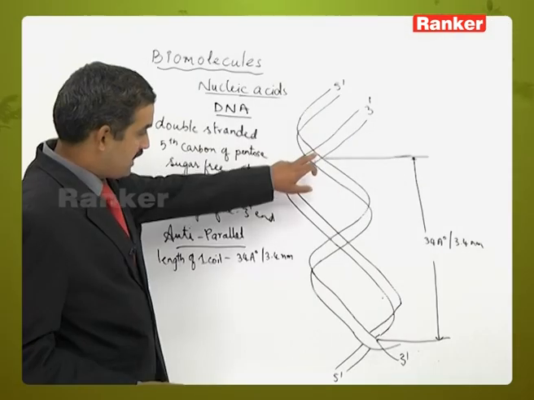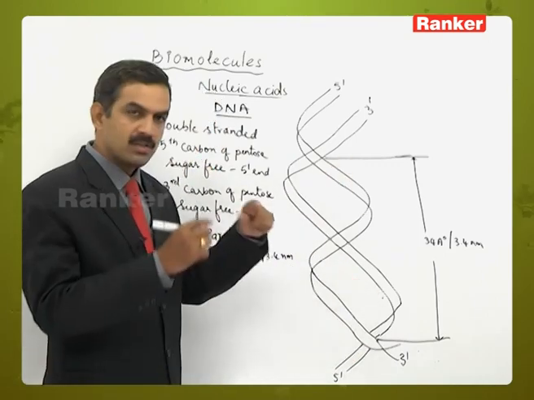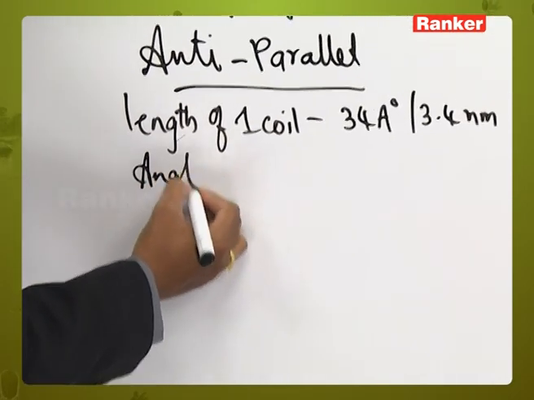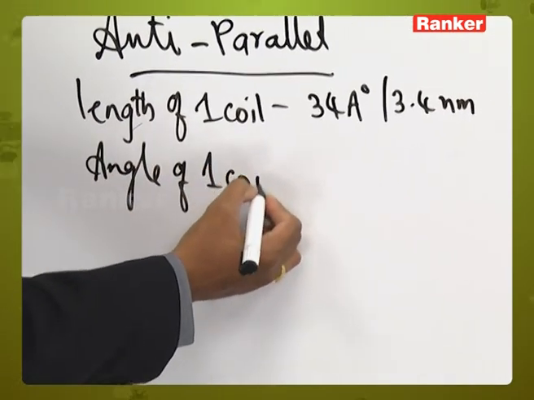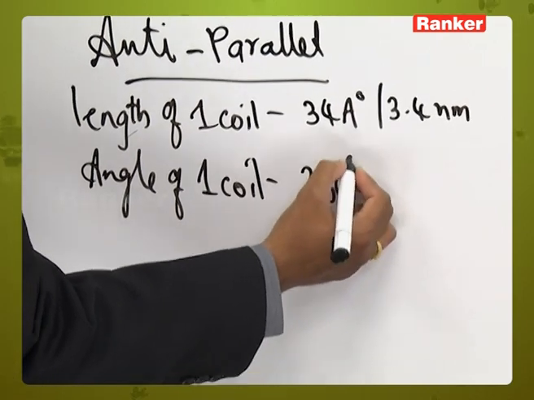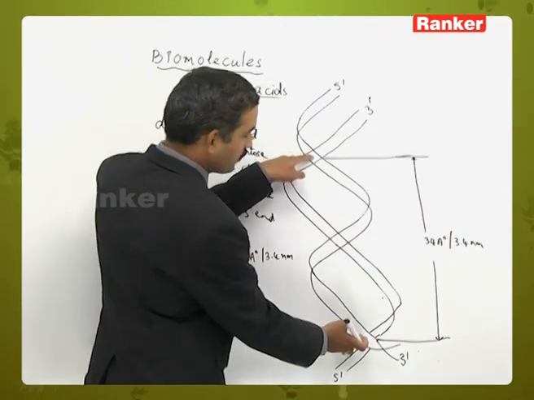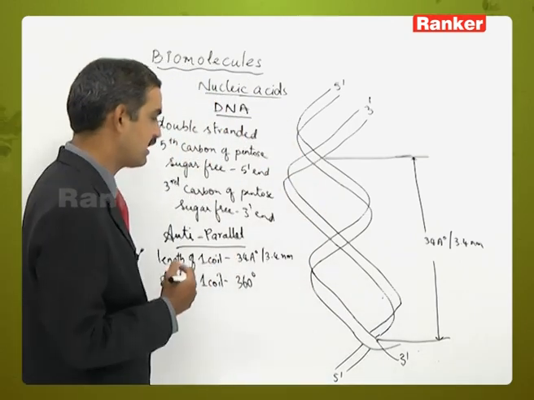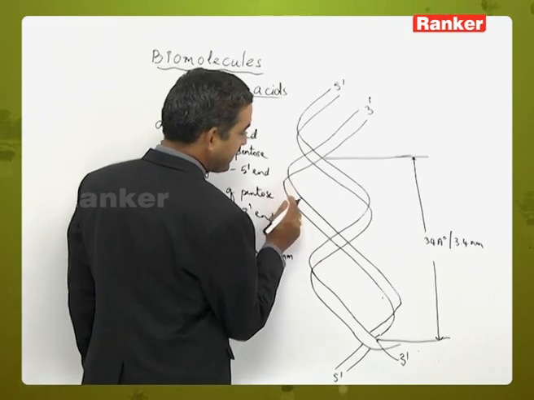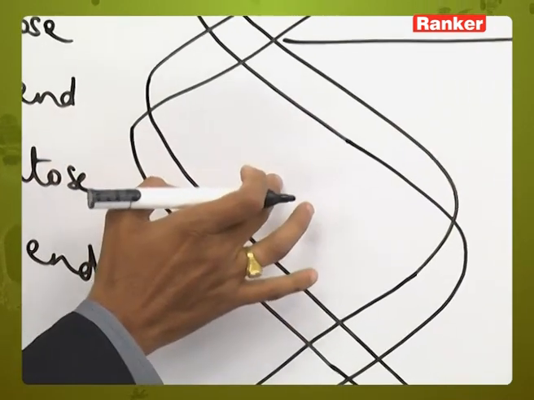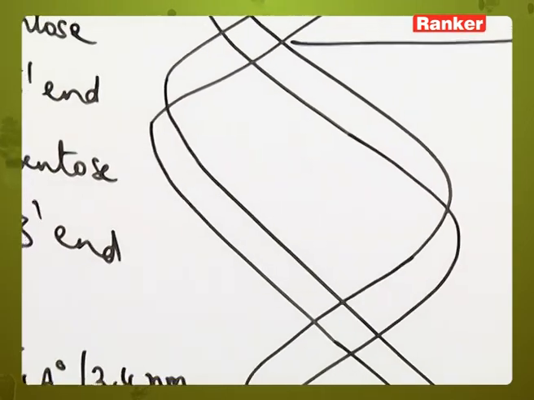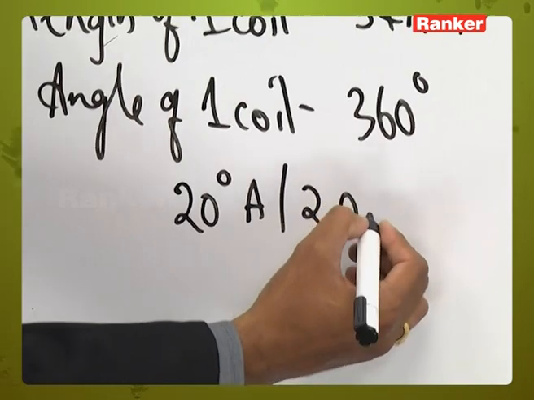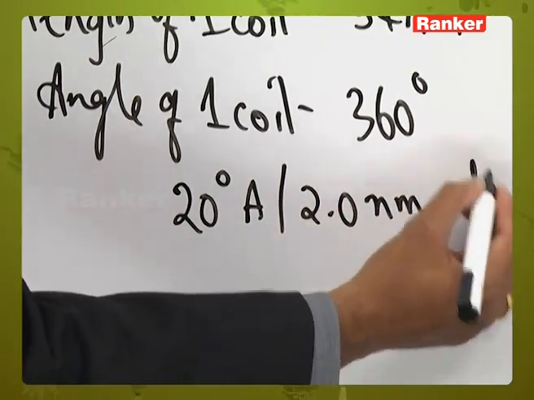Then in this part, it forms one circle. So the angle of one coil is 360 degrees. The angle from this point to this point, if you cut it, forms a complete circle, showing an angle of 360 degrees. And in this one, what is the radius from the center to here, or the total diameter? It is 20 angstroms or 2.0 nanometers of diameter.